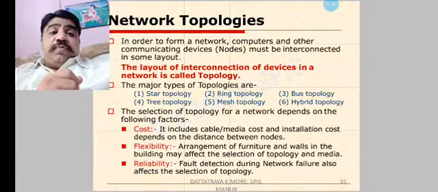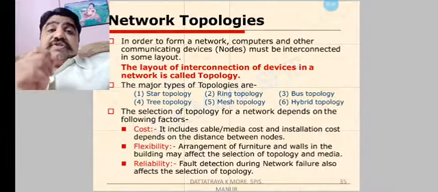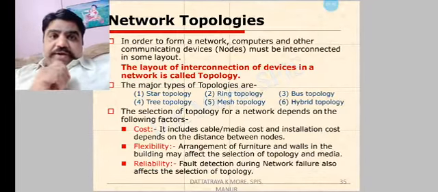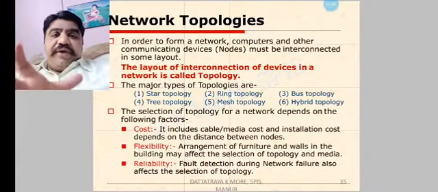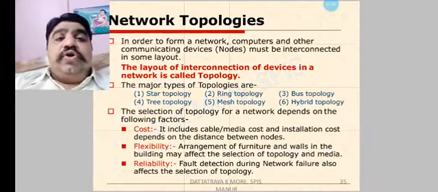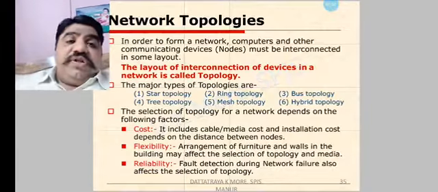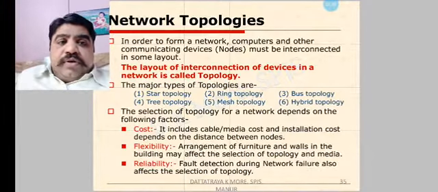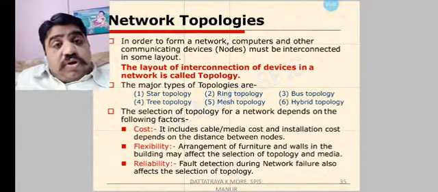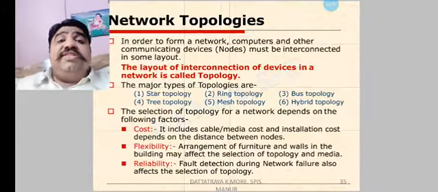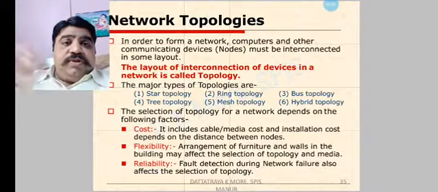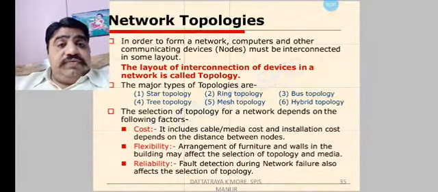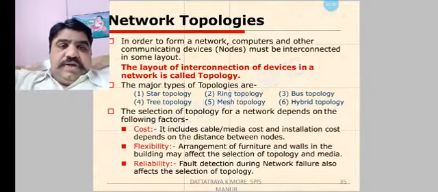The selection of topology for a network depends on the following factors: cost, flexibility and reliability. First, cost. It includes cable or media cost, and installation cost depends on the distance between the nodes. How much distance we want to keep, whether we want to connect within one building or two buildings, it depends on that.